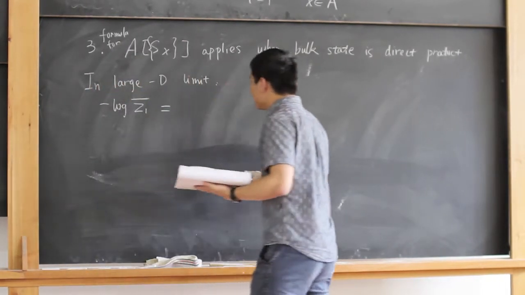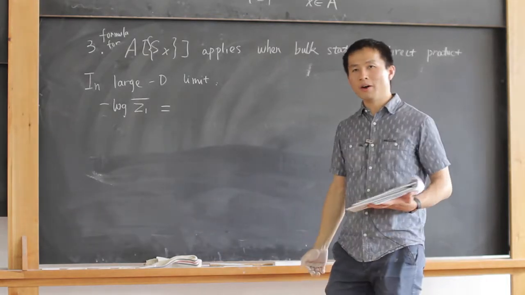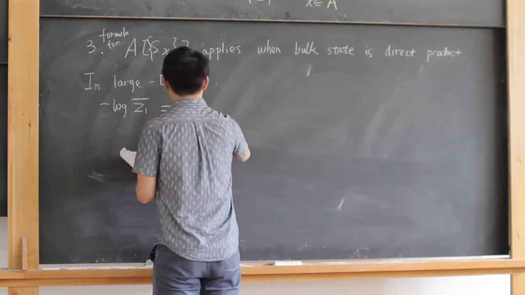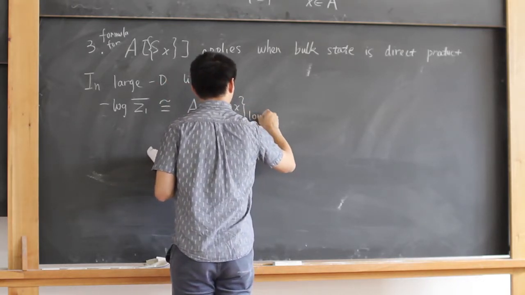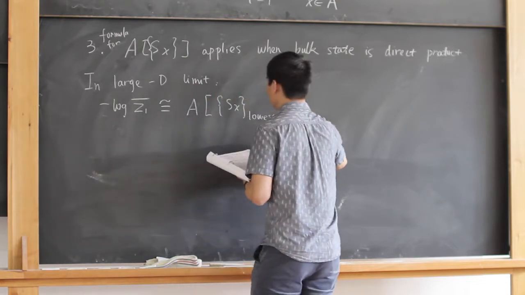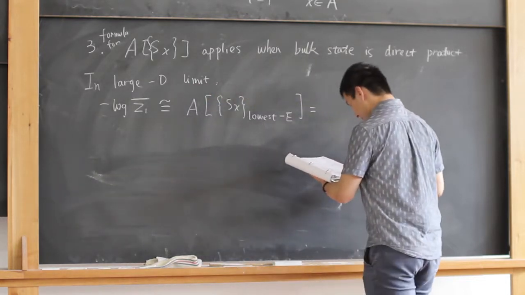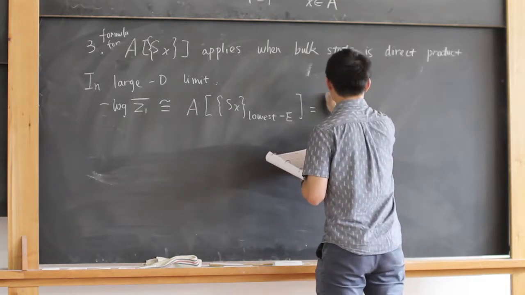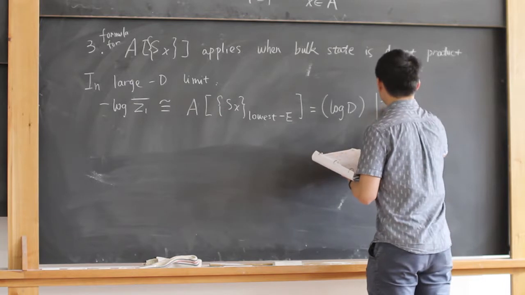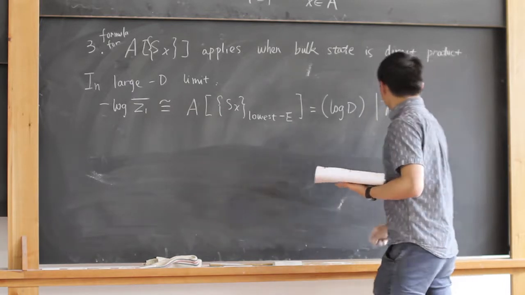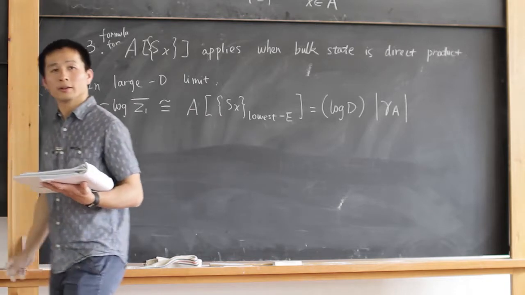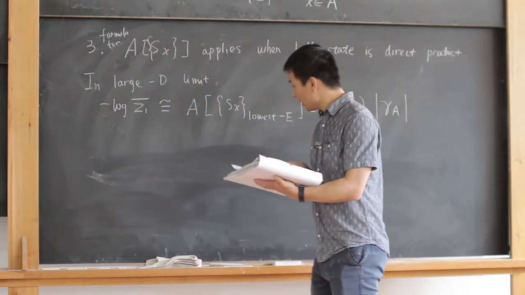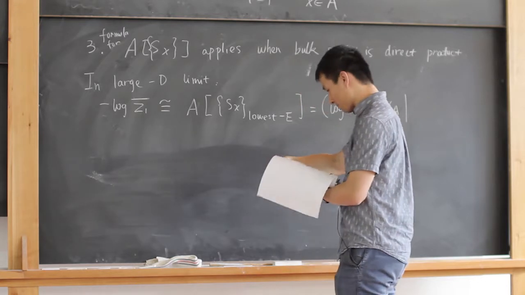In a large D limit, this is dominated by the lowest energy configuration. And the lowest energy configuration gives a penalty of log D times the length of the minimal cut, which is how many times it cuts through the tensor network. In this case, it's 3. So that is the calculation for Z1.